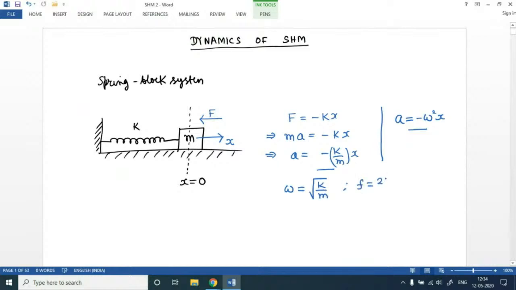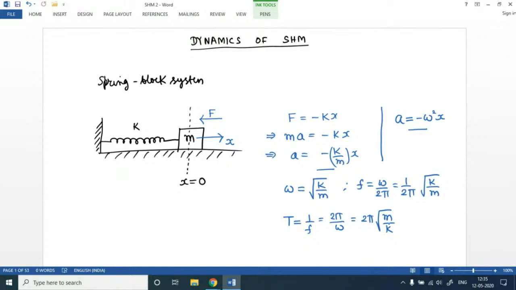So frequency of oscillation is nothing but omega by 2 pi, right? So you can write it as 1 by 2 pi into omega, that is root under k by m. And similarly, you can also find out the time period. Either you can write 1 by f, or you can write 2 pi by omega also. That will simply give you 2 pi root under m by k. So this is how we generally prove the motion of a system to be SHM.